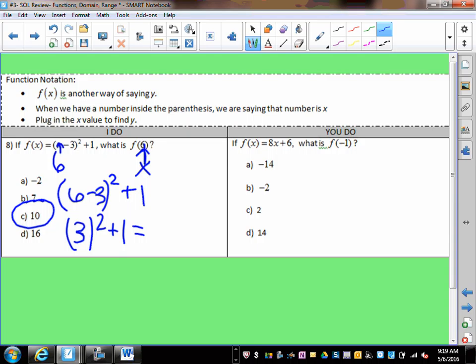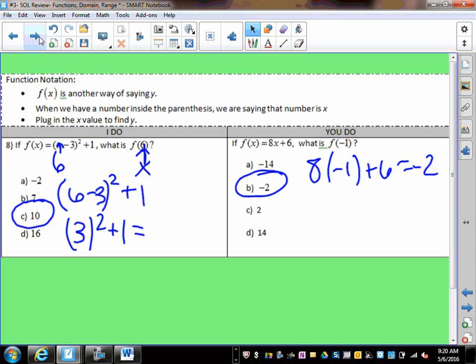All right, so go and do this next one now. f of x equals 8x plus 6. What is f of negative 1? All right, when we punch this in, what do we get? Good, negative 2. You get negative 8 plus 6. Awesome. All right, go ahead and do those next two below it.